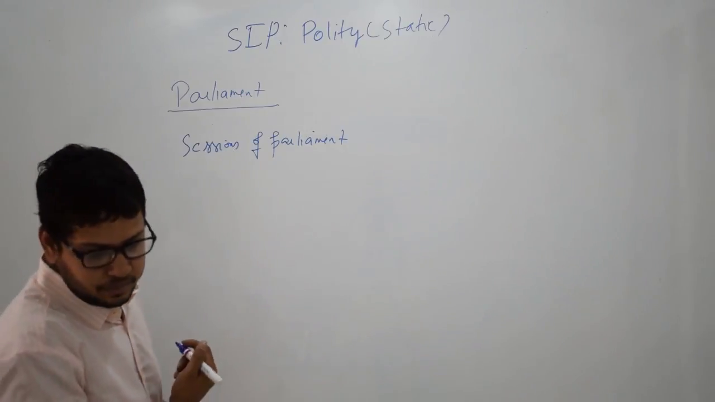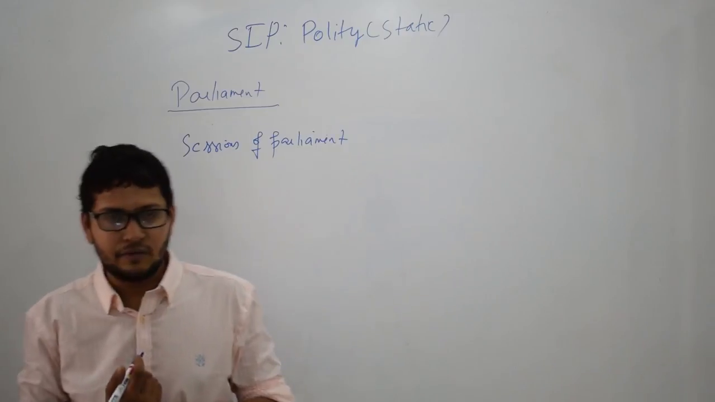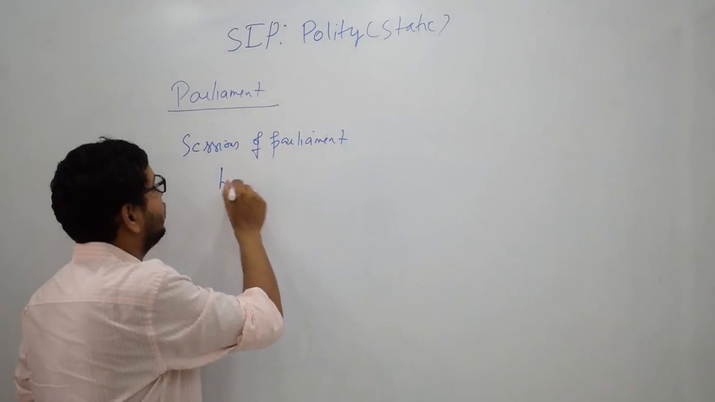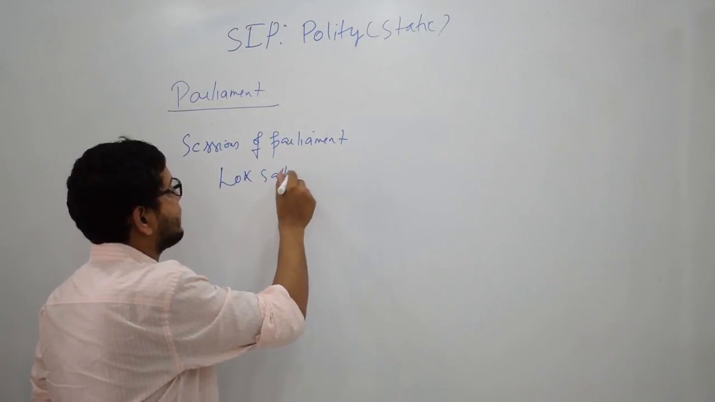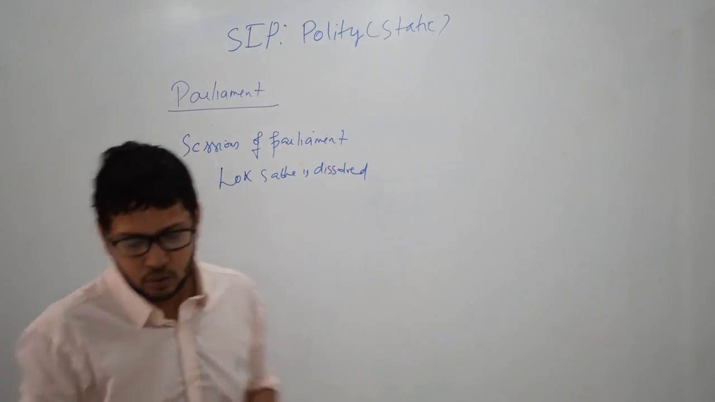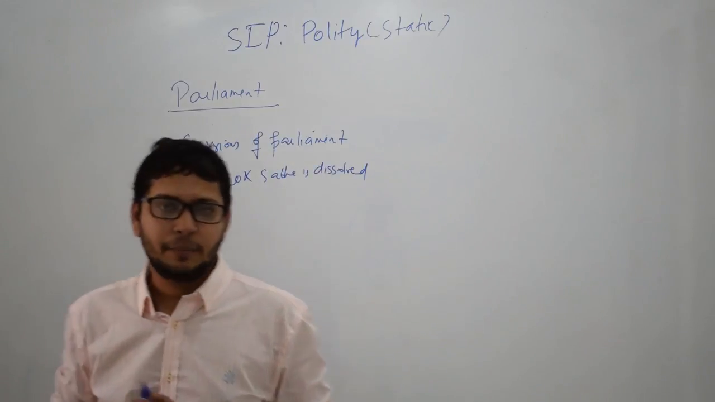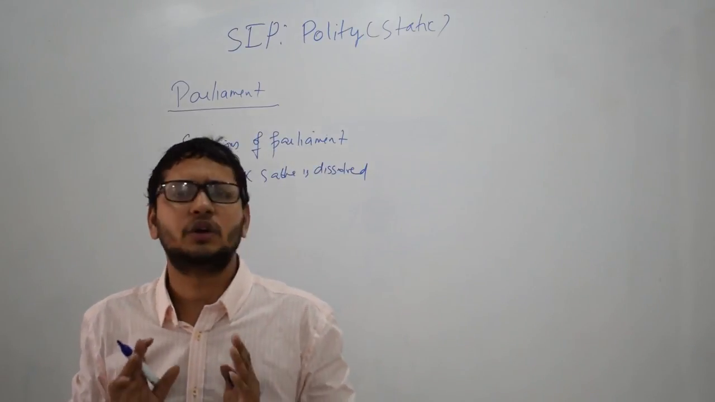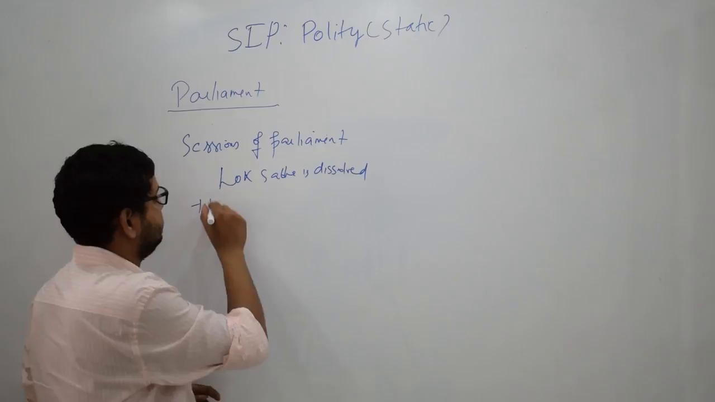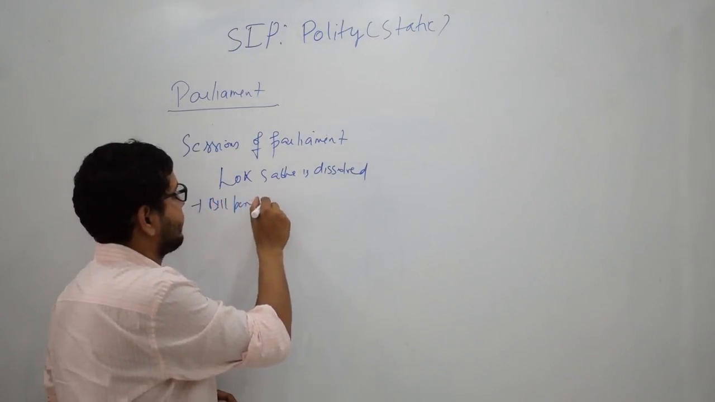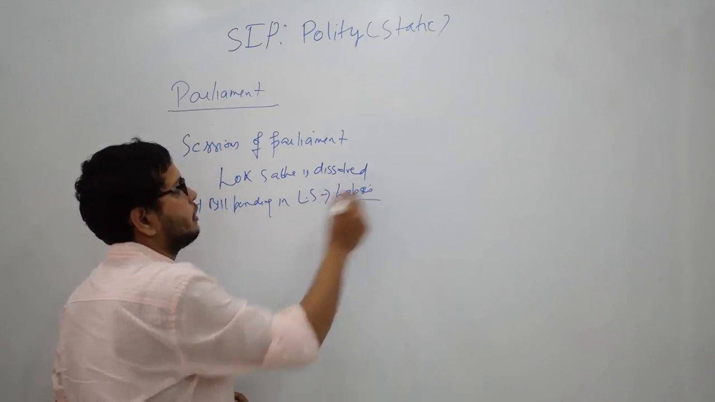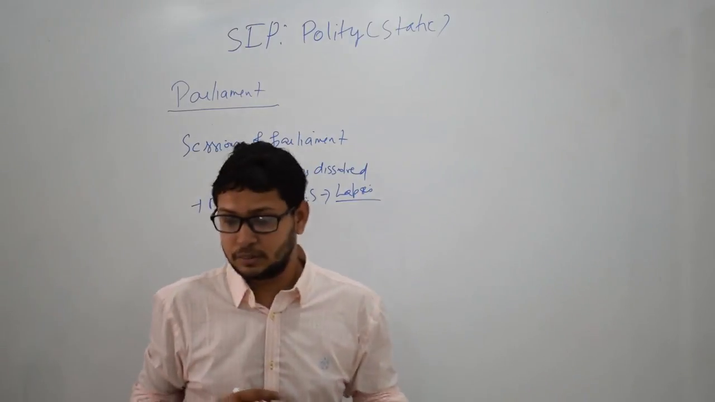First situation: everything we are talking about is in a scenario when Lok Sabha is dissolved. In the first scenario, we have a bill which is pending in Lok Sabha. It is not introduced in Rajya Sabha, it is pending in Lok Sabha. This bill lapses because it's still pending in the Lok Sabha.